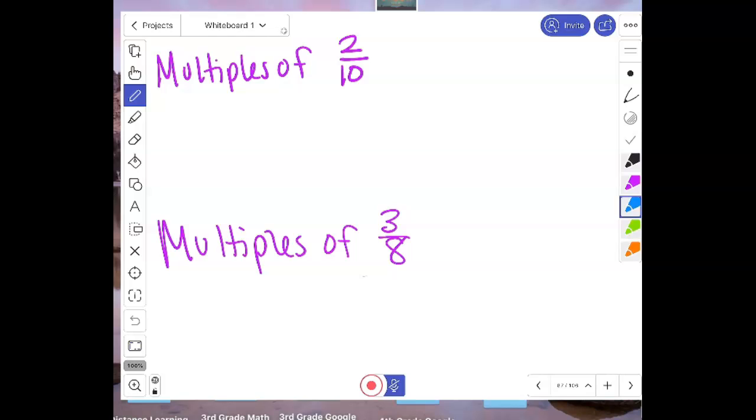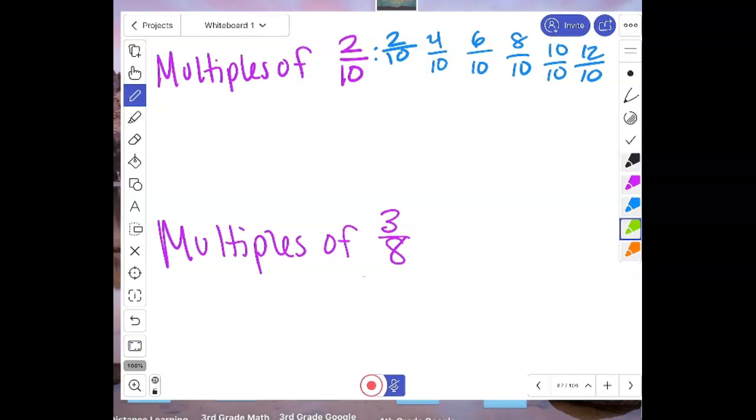It doesn't have to be unit fractions, though. It could be any fraction. So if I started with 2/10, my first multiple would be 2/10. Add on another 2/10, and I have 4/10. Then I have 6/10. Then I have 8/10. Then I have 10/10. Then I have 12/10, and it keeps going. But that same rule kind of applies. This is 2 times 1, 2 times 2, 2 times 3, 2 times 4, 2 times 5, 2 times 6, and it keeps going on forever.